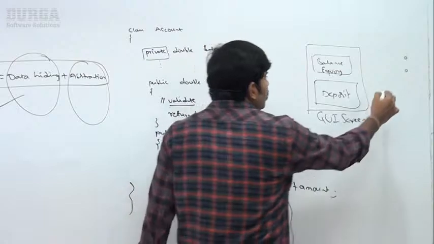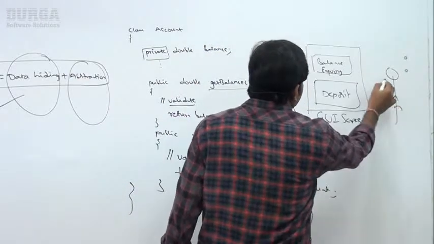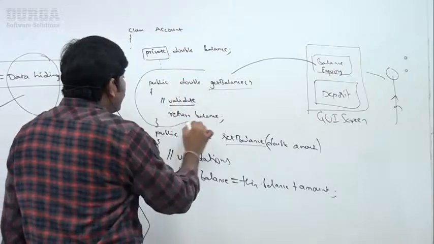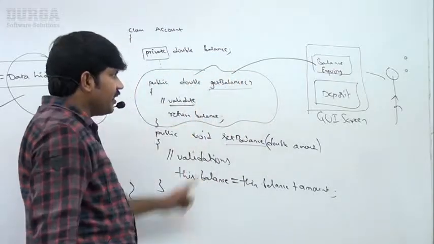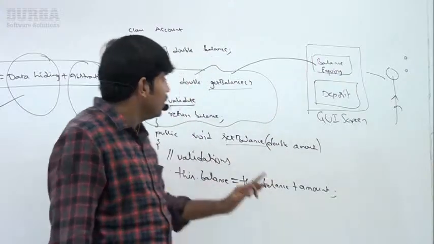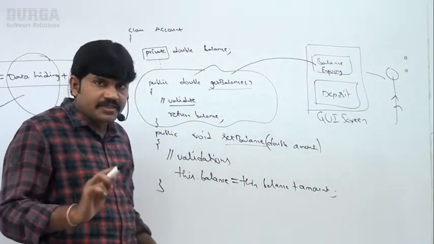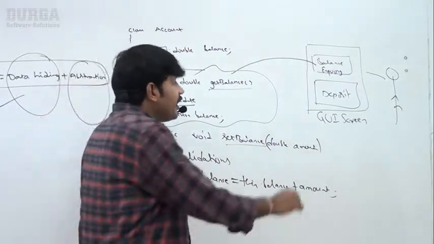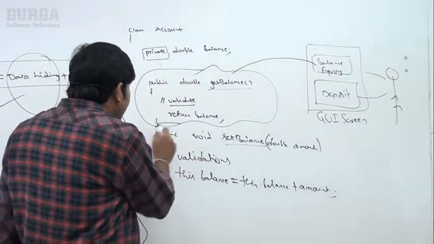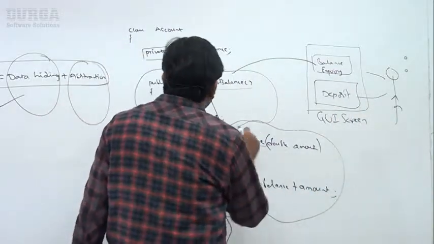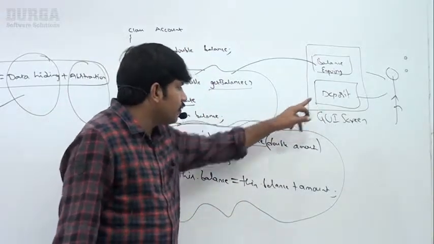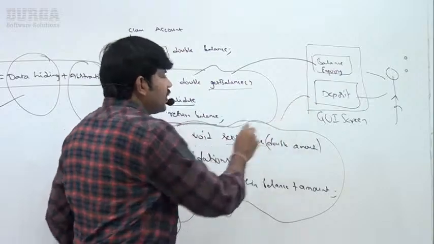Whenever the end user clicks balance inquiry, the get balance method will be executed. Whenever the end user clicks deposit, then the set balance method will be executed. Are you getting it? Whenever the end user clicks deposit, the set balance method will be executed.